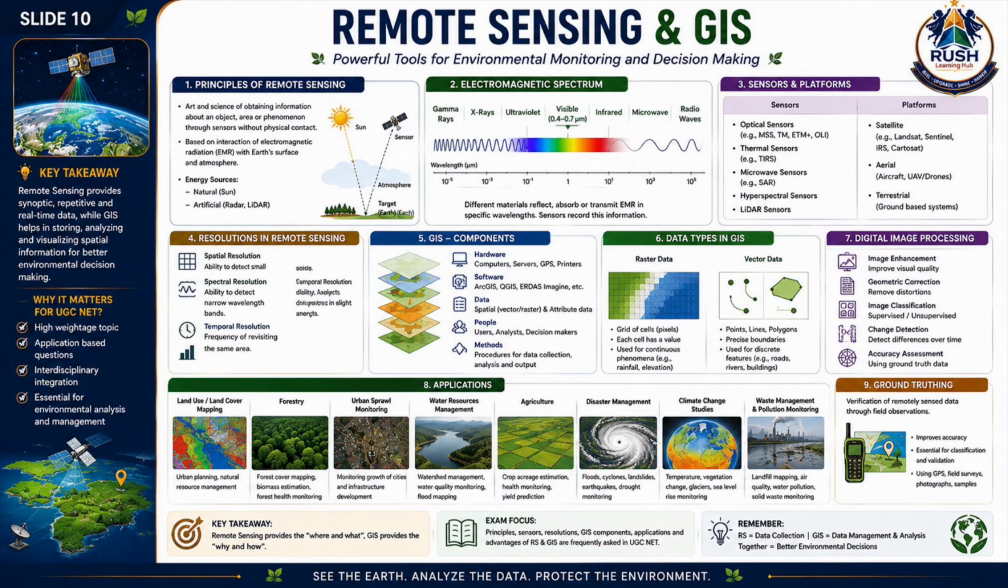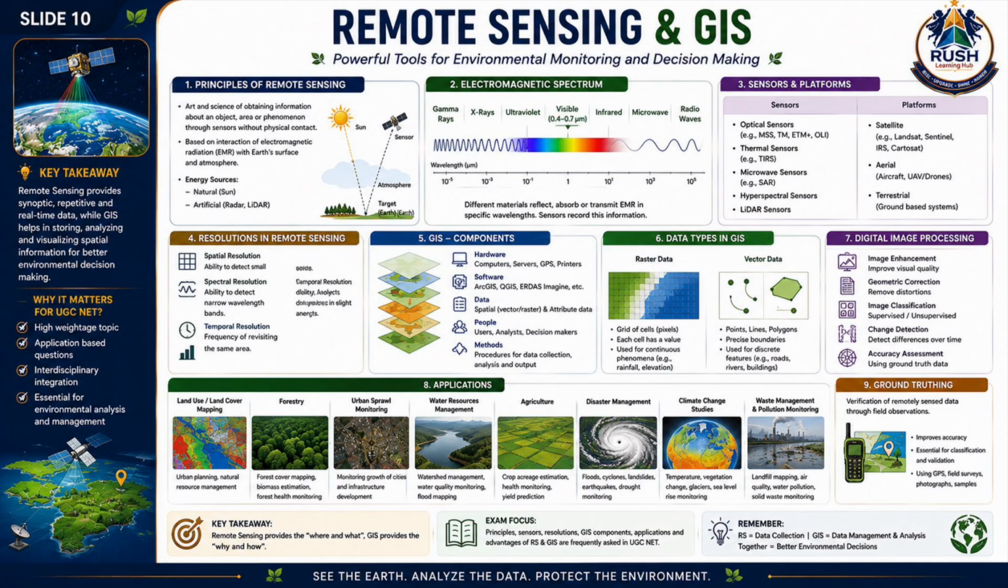GIS data are generally represented in two formats, raster and vector. Raster data consist of grids or pixels and are suitable for representing continuous phenomena such as elevation, rainfall, and temperature. Vector data represent geographic features using points, lines, and polygons. Examples include roads, rivers, administrative boundaries, and land parcels.